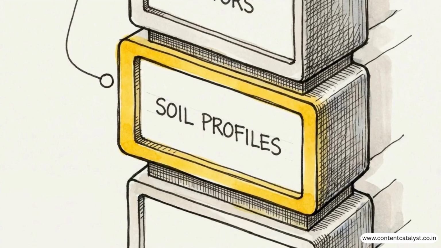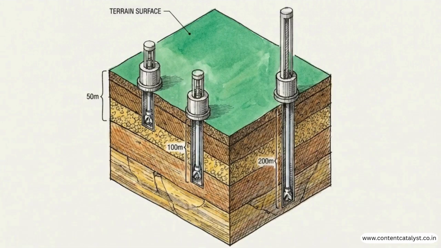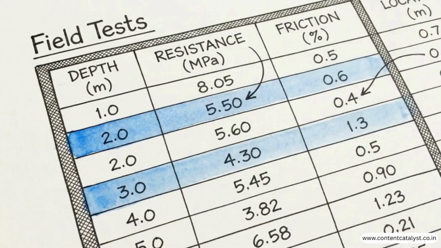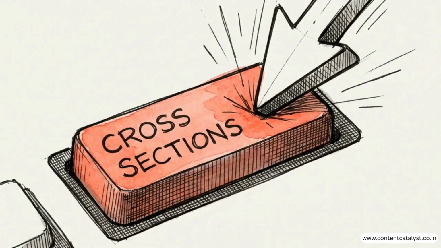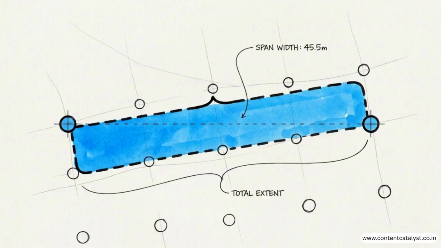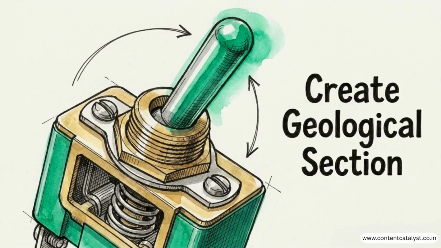Go to the right toolbar and click the Soil Profiles button. Because we already imported our borehole data, the program has automatically generated the initial vertical soil profiles for us. If your field data comes from other sources, like CPTs or SPTs, you will need to manually enter those specific profiles into the frame. Next, click down to the Cross Sections button. Here, you will select the first and last boreholes in your sequence to establish the physical width of the area we are mapping. With the boundaries established, toggle the program into Create Geological Section mode to begin mapping.